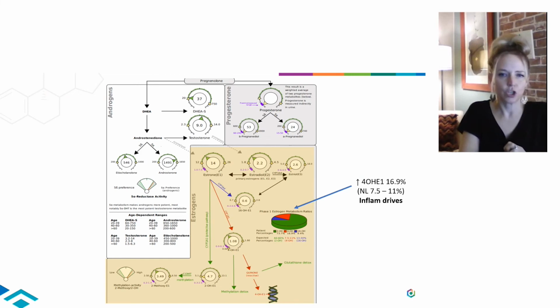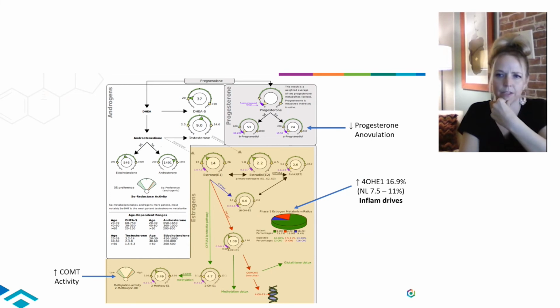To assess phase 2, we like to look at the difference between the 2-hydroxy and the 2-methoxy. And what we're looking for there is about a 2-to-1 ratio of the 2-hydroxy to the 2-methoxy. And she's better than that. So she's got a nice high COMT activity. So phase 1, phase 2 looks pretty good.